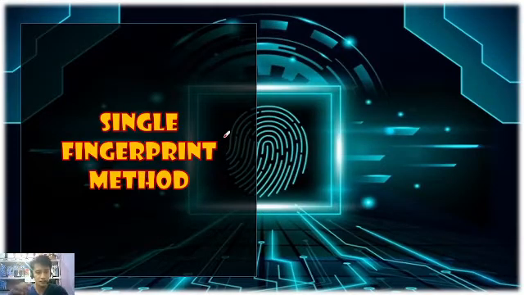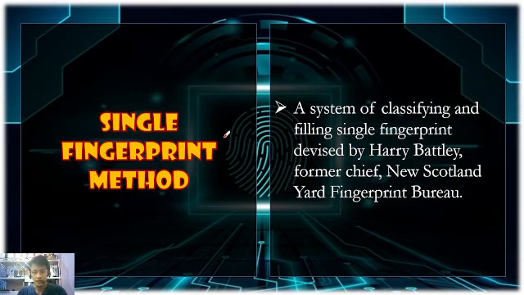Next in here is single fingerprint method. So this was the method of Harry Battley, and it is very much different from the fingerprint classification of Henry. In single fingerprint method, it's a system of classifying and filing a single fingerprint only. It was designed by Harry Battley, kindly take note of his name, and he was the former chief of the New Scotland Yard Fingerprint Bureau.